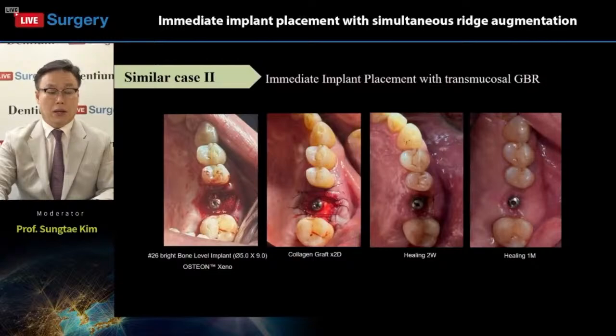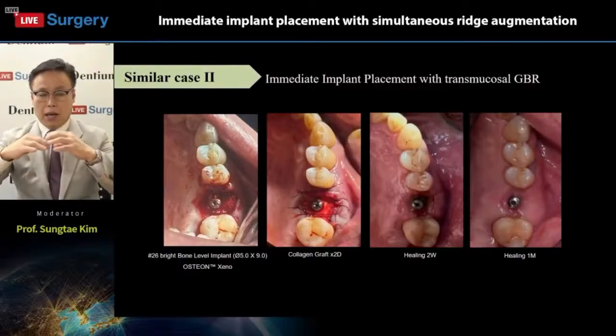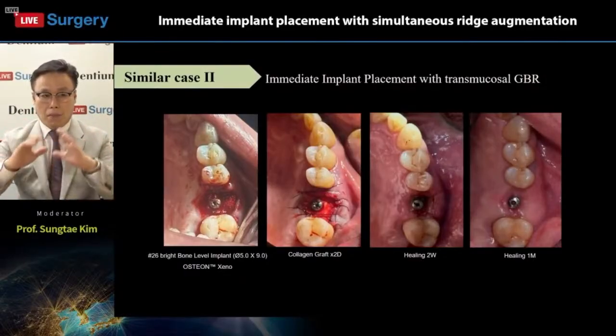Another technique could also be applied for immediate implant placement, because in the posterior tooth area, when we apply the immediate implant placement technique, there's a huge gap defect and huge soft tissue loss. Therefore, we have to compensate. We have to minimize the particle dissipation. The X2D is very convenient for this situation.